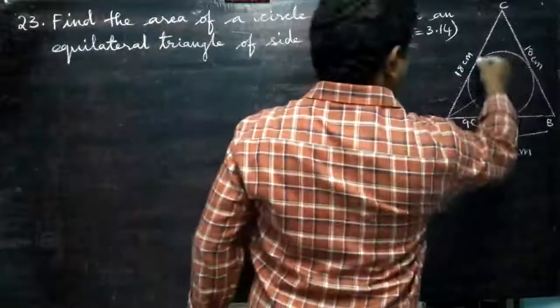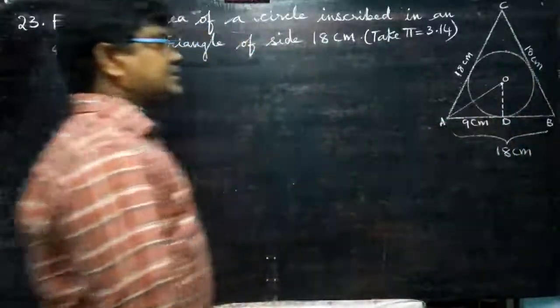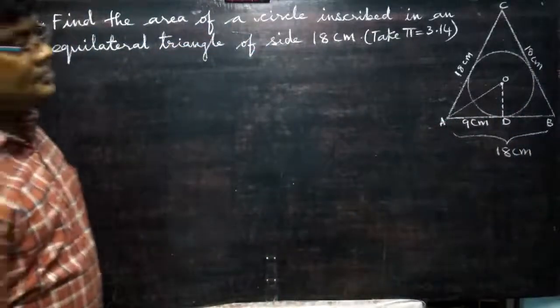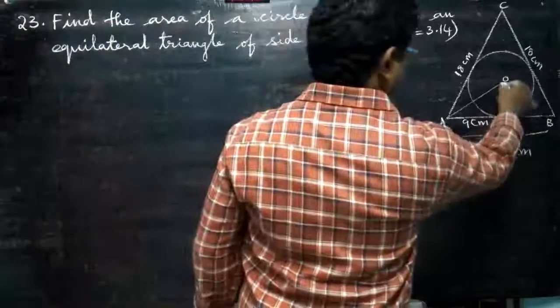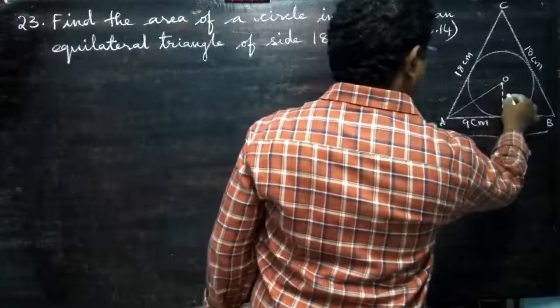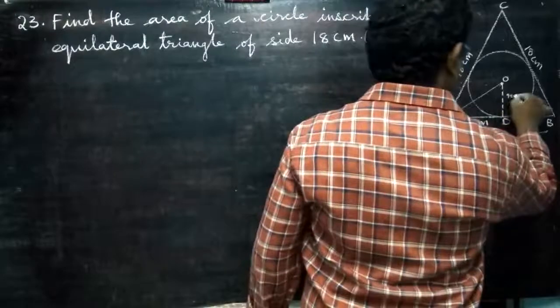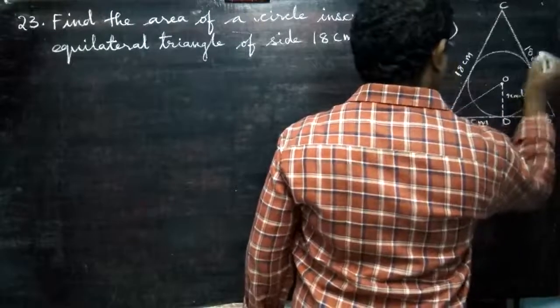Now the circle is inscribed inside it, touching all three sides. Draw a perpendicular bisector. This OD will be the radius now. What is OD? Radius. Keep in mind.